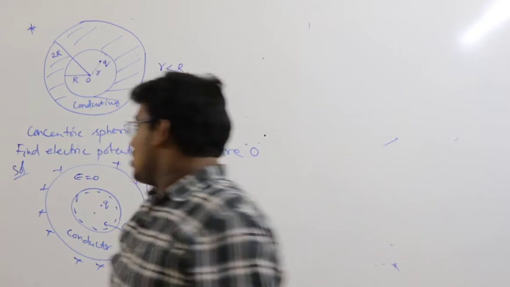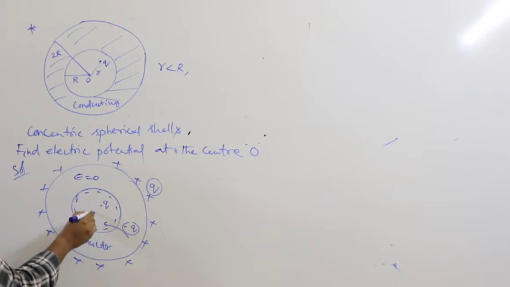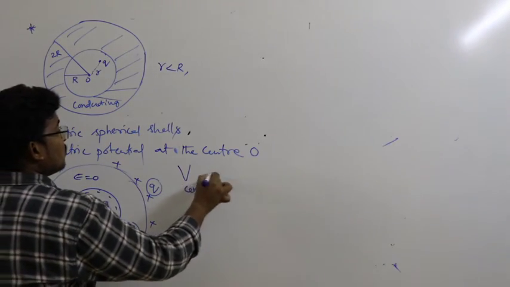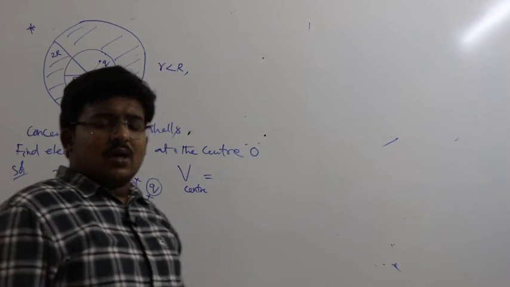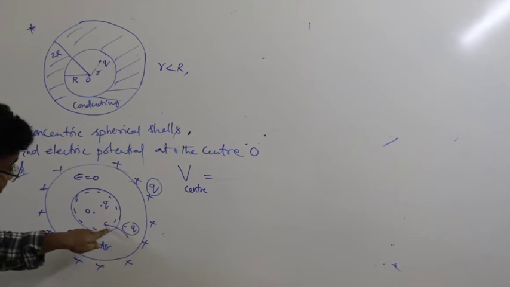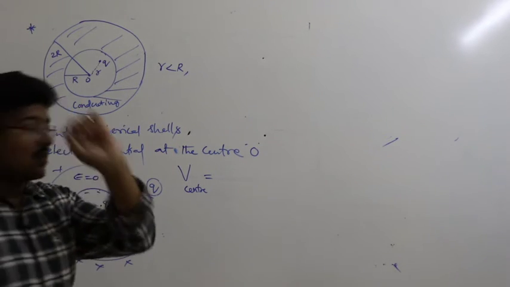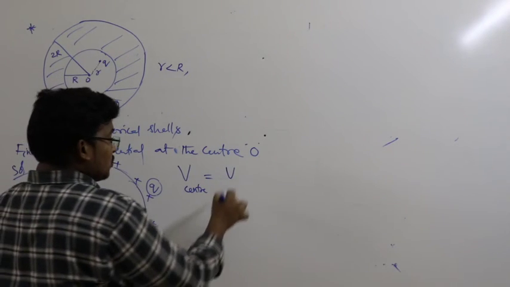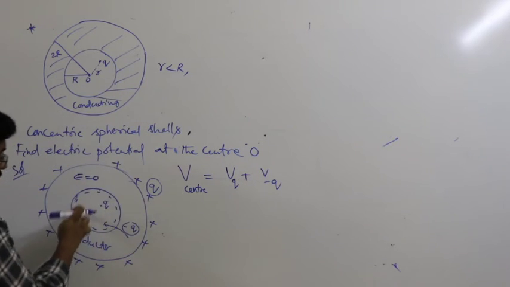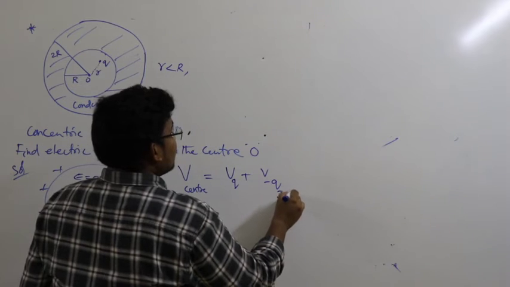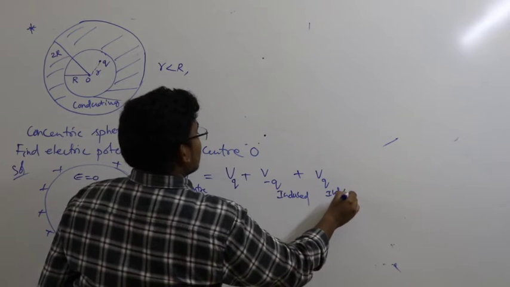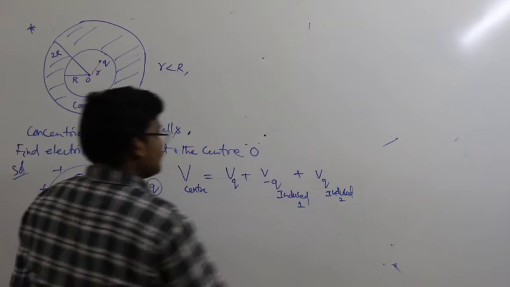Is it okay? Right. Now where do we need to find the potential? At the center. So potential is because of the charges. How many charges are there in the entire diagram? One is the first one, q, second one inside, minus q, third one is plus q. Three charges are there. Now I can say that the potential is due to charge q, plus the potential due to minus charge q induced on the inner surface, and the potential due to plus charge induced on the second shell. This is first. Okay?